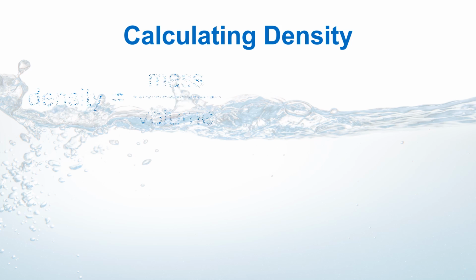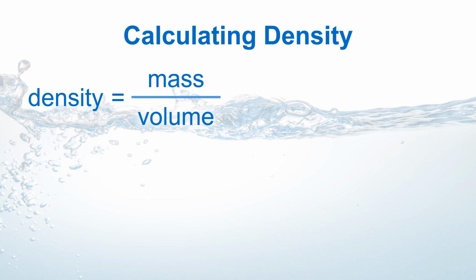So here's the formula for calculating density. Density equals mass over volume. In other words, you're dividing the amount of matter you have by how much space it takes up. Now, you don't always need to write the full words. You can also just write the formula using variables as D equals M over V.